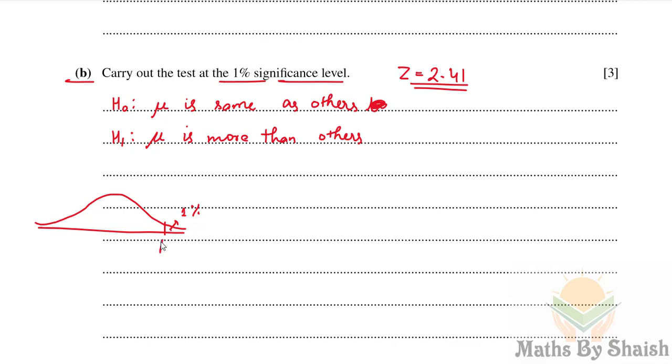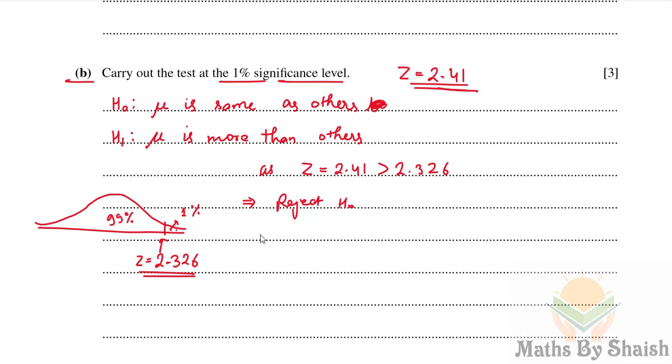Find the corresponding Z value. If it is 1%, so corresponding 99%, what is the Z value here? We know the Z value is 2.326. We have seen it in the first question also. Z is 2.326, and the test statistic he got is Z equals 2.41. As 2.41 is higher than 2.326, it means reject H0. This Z value is in the rejection region, so reject H0.